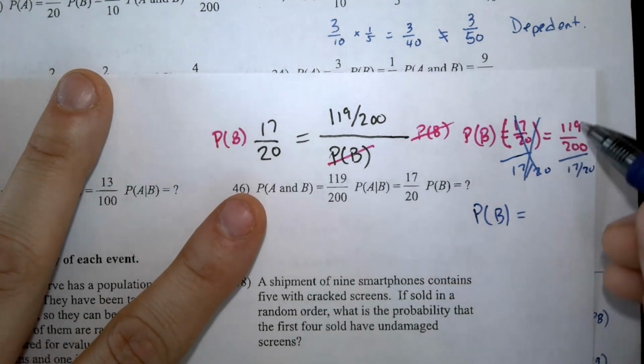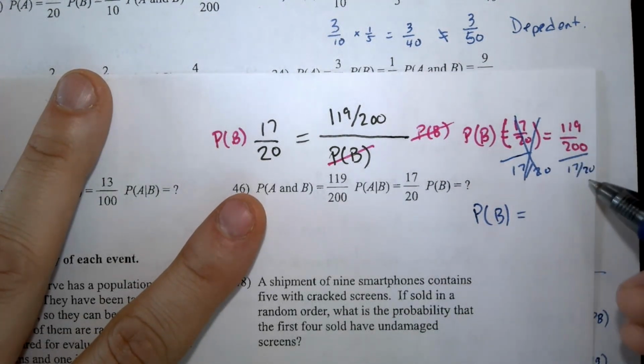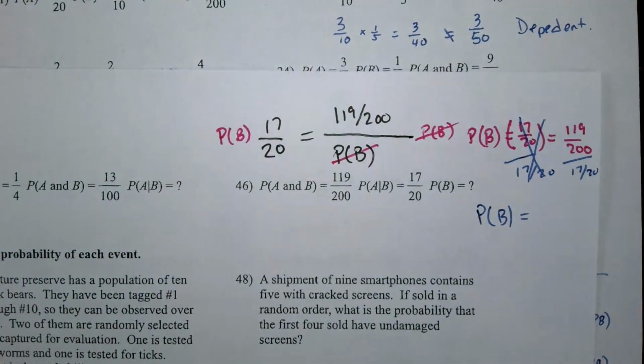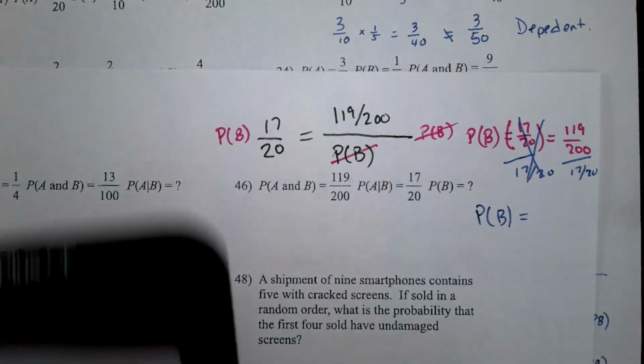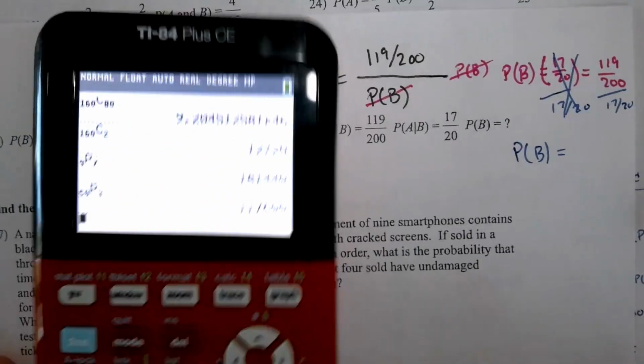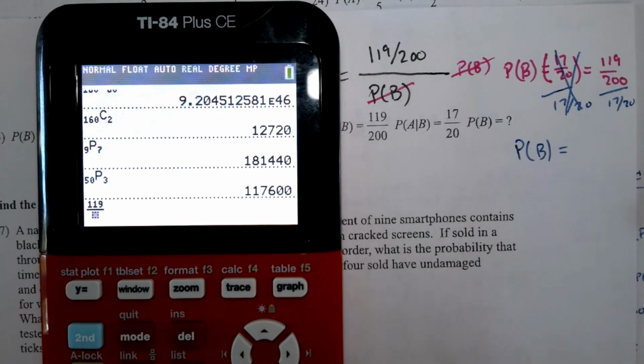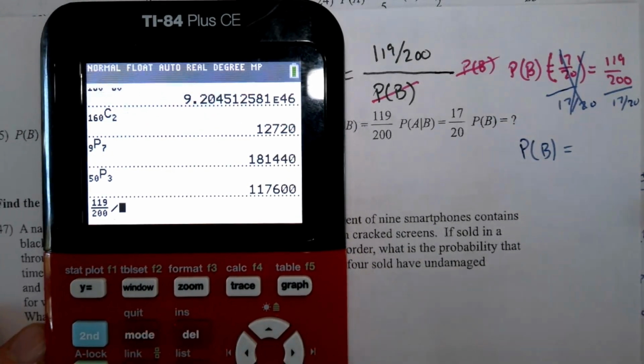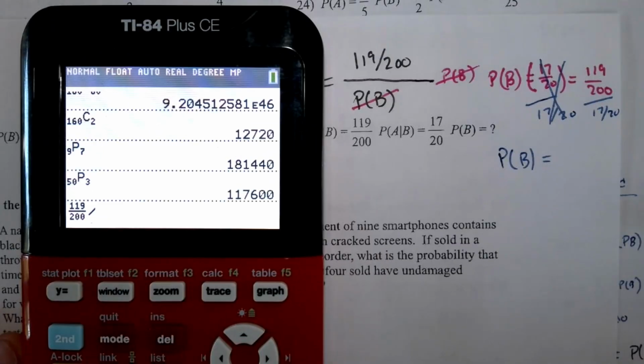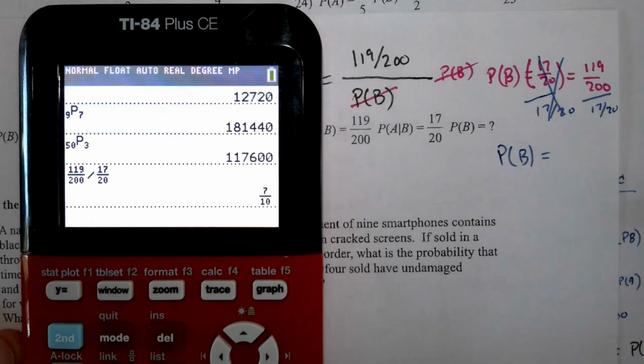We have to do 119 out of 200 divided by 17 out of 20. I don't have my answer, so I'm going to have to do it. And my calculator fell, so I have to use this one. 119 out of 200 divide by. For those of you that don't know the fraction bar on your calculator, you hit alpha and then x, and then it turns into a fraction. You get 17 out of 20. And we divide, and we get 7 out of 10.